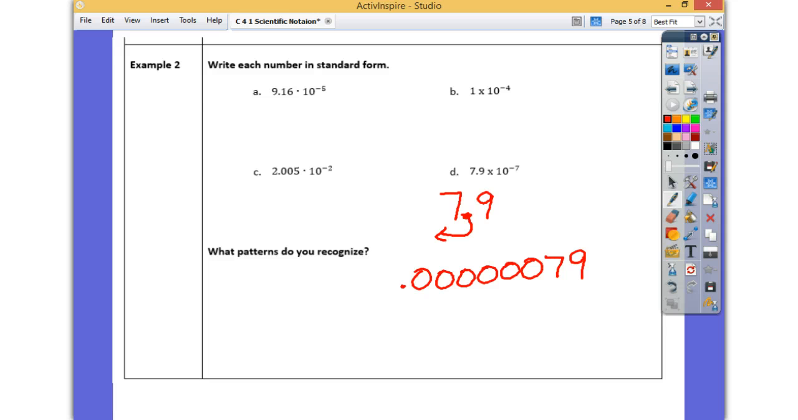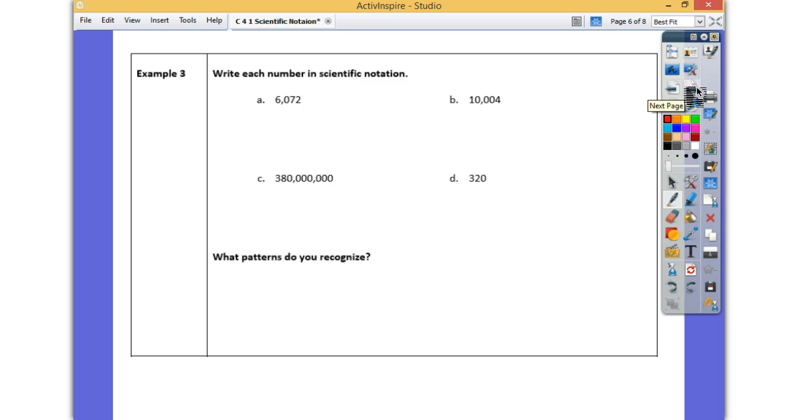Your question? Do we automatically take it by 10? Yep. Good question. So now, where would I put this? I'm going to write this bigger. 6,072. Right now my decimal's here. Where would I have to move that decimal to make a number that is greater than or equal to 1 but less than 10?